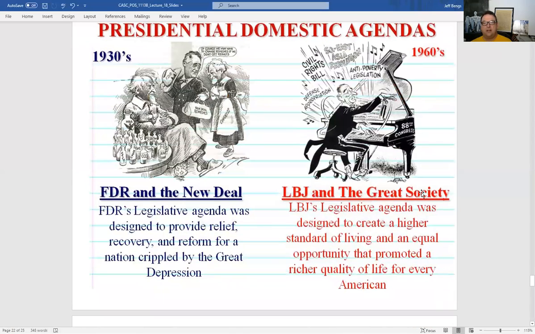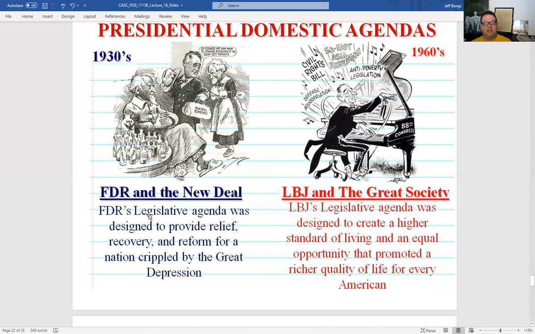This slide just kind of summarizes these two big waves of federal government involvement. It just sums up what we said earlier. There's the 3 R's: relief, recovery, and reform. The New Deal, the Great Society, create a higher standard of living and equal opportunity that would help everybody have a better quality of life.